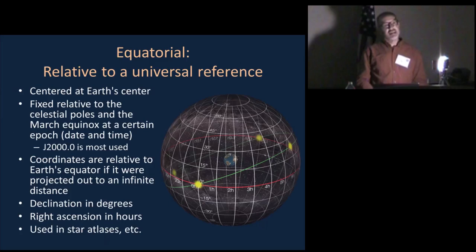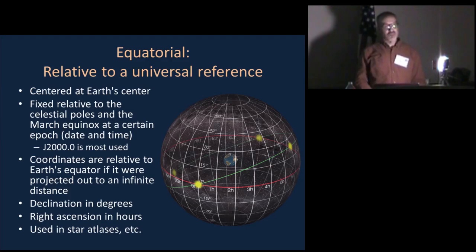The other system that we use is the equatorial system. This is a universal reference. The other one was relative to you at a particular date and time. Equatorial is universal, that we can use regardless of date or time. It is centered at the Earth's center, and it's essentially projecting things out into the sky.